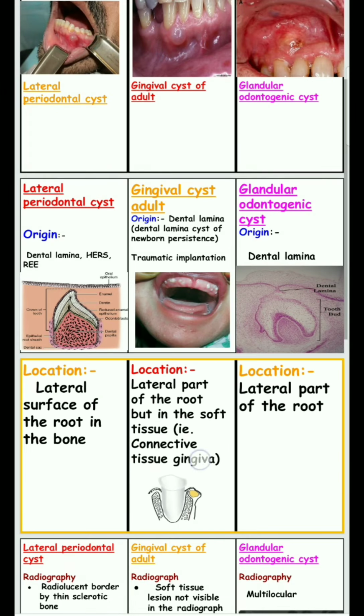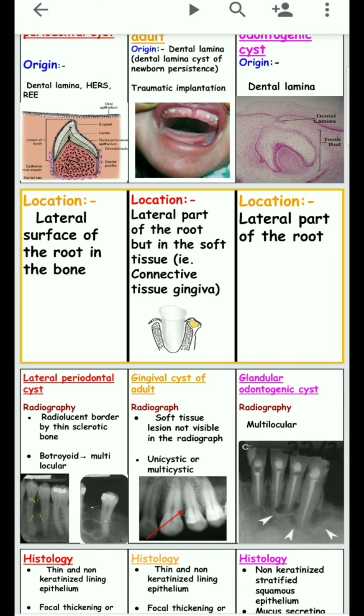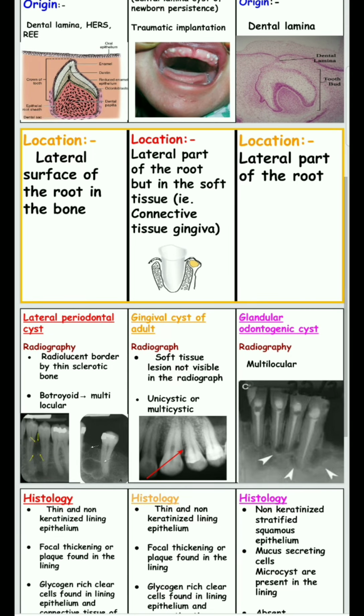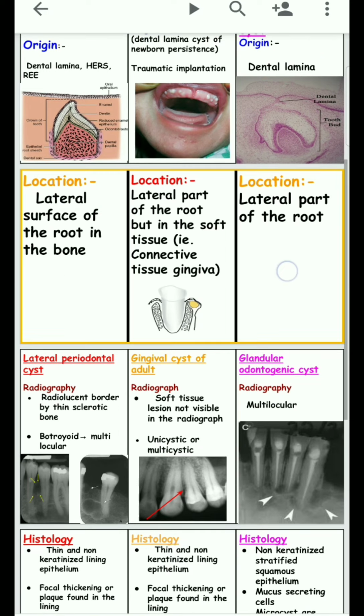The location of the lateral periodontal cyst is in the lateral part of the root. That means the lateral part of the root here. But in gingival cyst of adult, it is located in the lateral part of the root, but in the soft tissue, that means the gingiva. In glandular odontogenic cyst, it is located in the lateral part of the root.